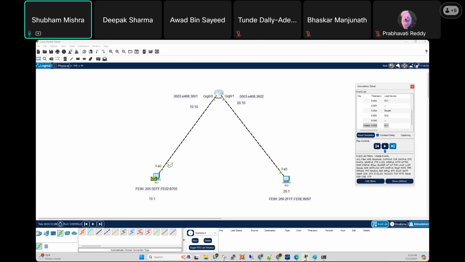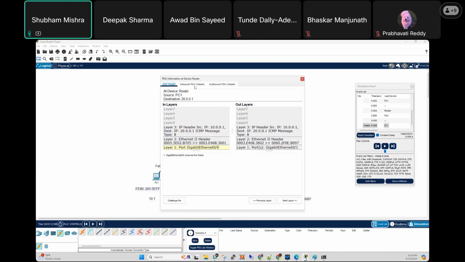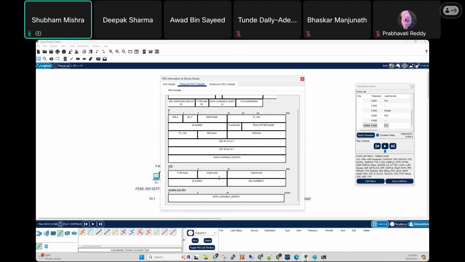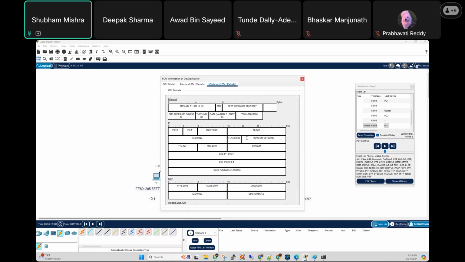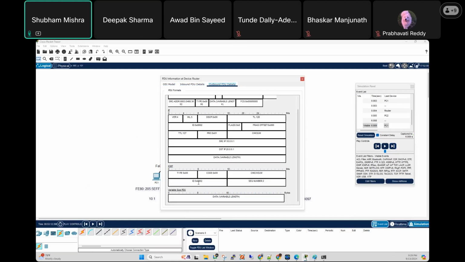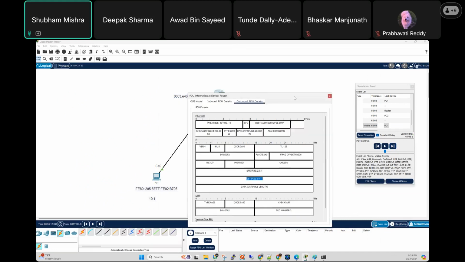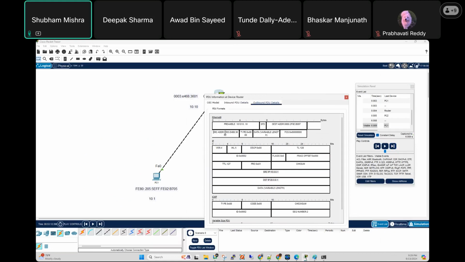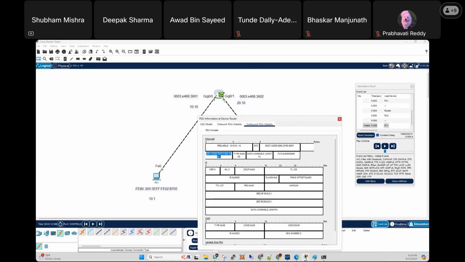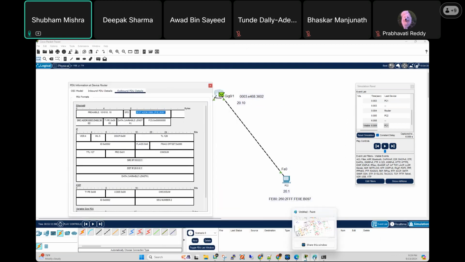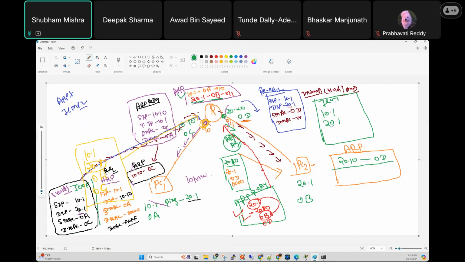Guys, see, the PC sends the packet here. Open this packet. Inbound packet. Inbound packet, it's clear to all of you. In the inbound packet there is no change. Now come to outbound. What is the router doing? What is the source IP address? 10.1. What is the destination IP address? 20.1. Fine. Now check, what is the source address? 3602. Guys, the router is forwarding this packet through this interface. Right? So what is the source MAC address? 3602. What is the destination MAC address?